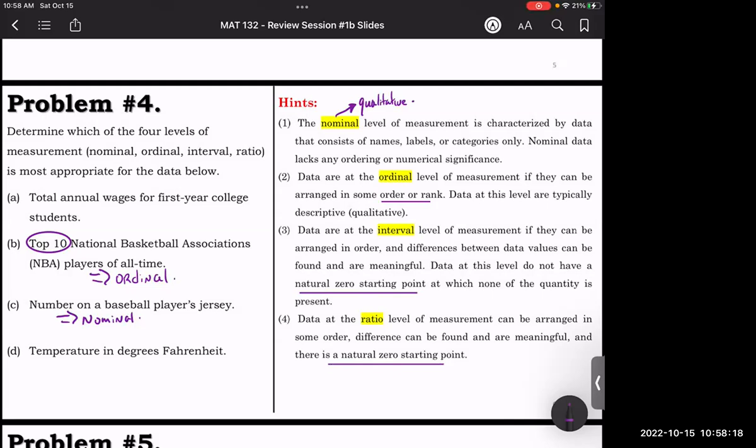So look at choice A and choice D. Which one of these choices does not have the natural zero starting point? Yes, temperature, right? If you think about it, when we say 0 degrees, is 0 degrees a starting point for a thermometer or when you're reading temperature?